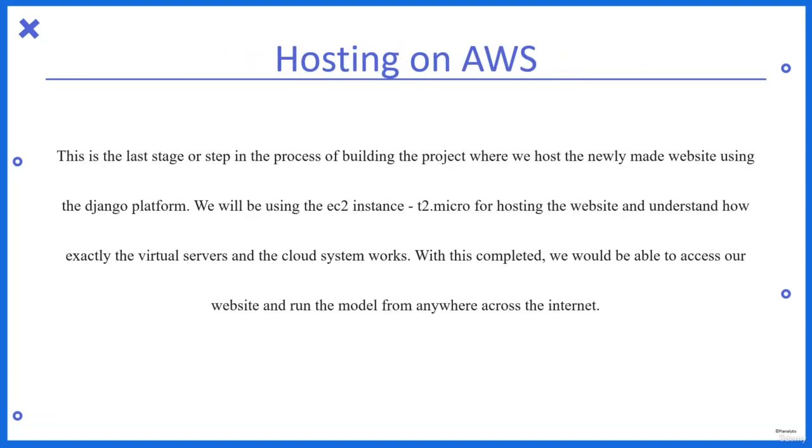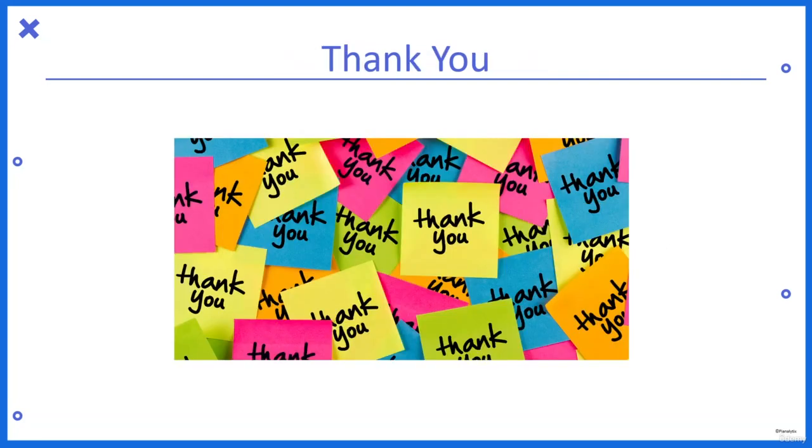Now, the third part is hosting on AWS, right? So this is the last stage or step, I would say, in the process of building the project where we host the newly made website using the Django platform onto AWS. We will be using the EC2 instance, that is the T2 micro instance, for hosting the website and understand how exactly virtual servers and the cloud system work. So with this completed, we would be able to access our website and run the model from anywhere across the internet. Cool. So with this, we can move on to the first part, that was building the model.